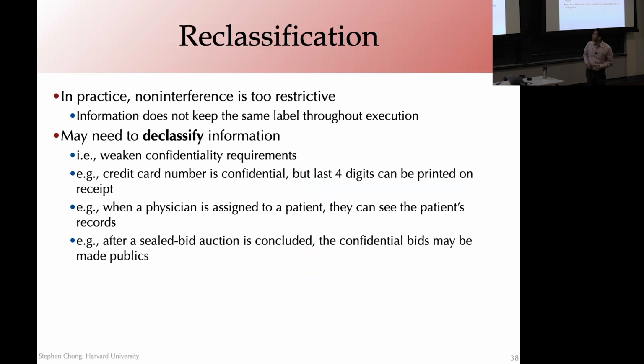So, for example, your credit card number is confidential. You don't want to reveal those 16 digits arbitrarily, but your receipt might have the last 4 digits printed on it. So it's somehow okay for us to treat those last 4 digits of your credit card number a little more permissively.